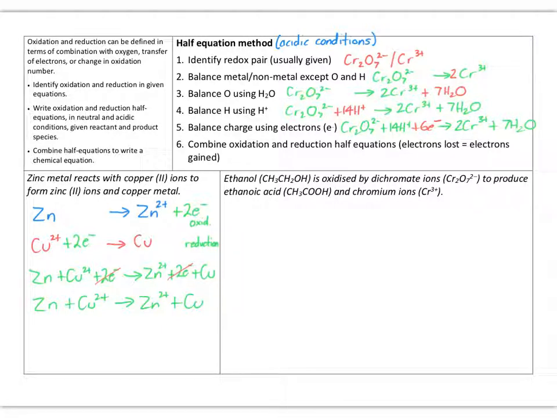Let's now look at the example here that I've given. Ethanol, CH3CH2OH, is oxidised by dichromate ions, which I talked about before, to produce ethanoic acid, also known as acetic acid, which is in vinegar, and chromium ions. So this is the reaction that the old breathalyzers used to use to see if you had ethanol or alcohol on your breath.